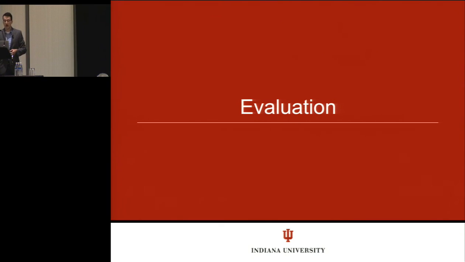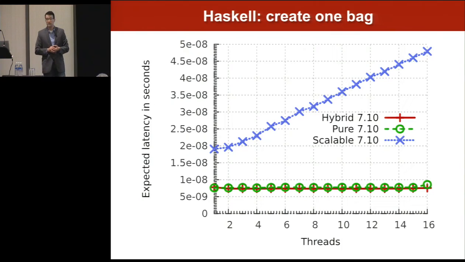All right, so now in the last few minutes, let's look at some more plots. So we already looked at the cost of allocating a scalable bag versus a pure bag. Let's update that one time with our new hybrid data structure as the red line. As we can see, the hybrid data structure perfectly tracks the pure one. It behaves just as well as the pure data structure.